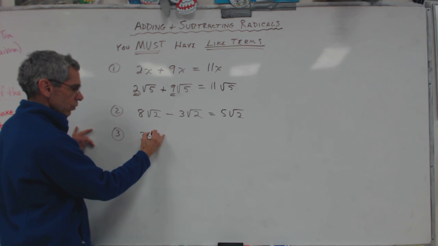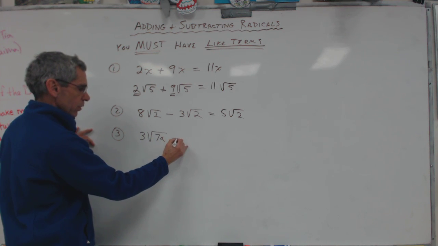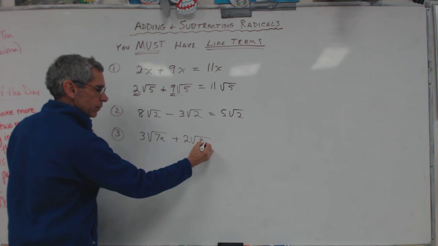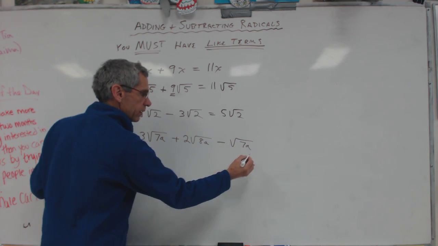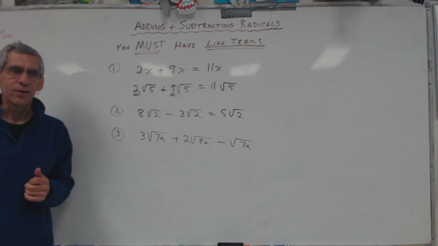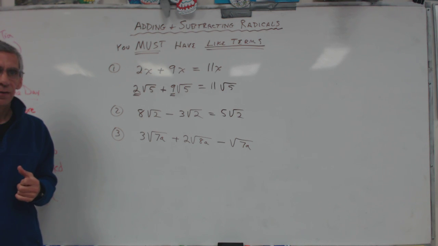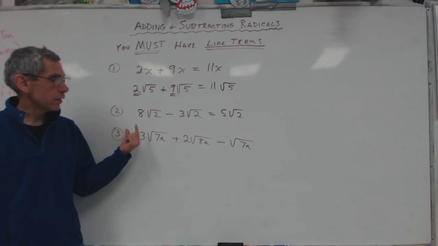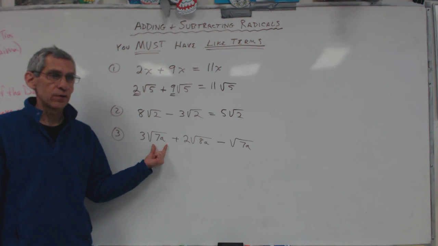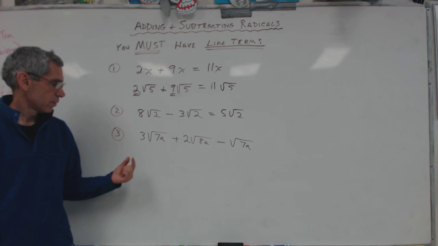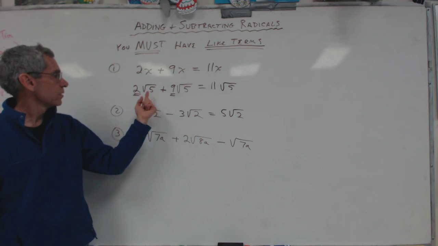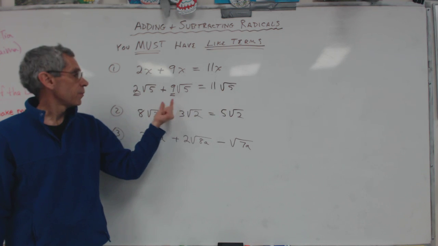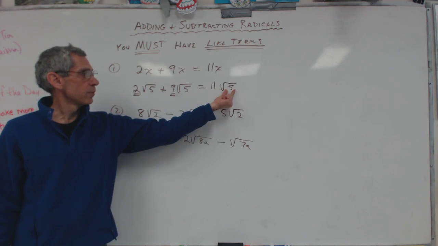3 square root of 7a plus 2 square root of 8a minus square root of 7a. This is hard now. Okay, you'd have to do the order of operations, so 3 plus 2 equals 5. Wait a minute. You can't add coefficients unless the number underneath the radical sign is the same. I'm not saying that this is 11 square root of 10. I'm not adding these numbers; they stay the same.